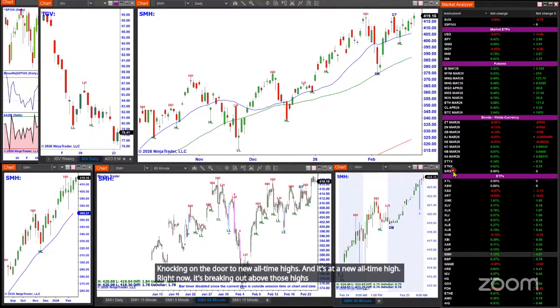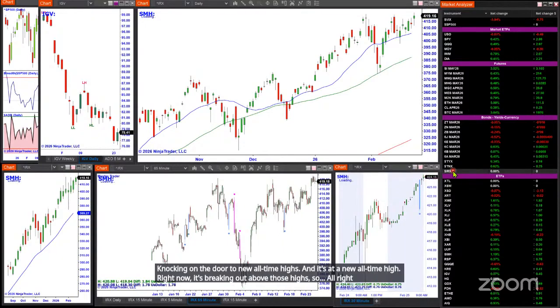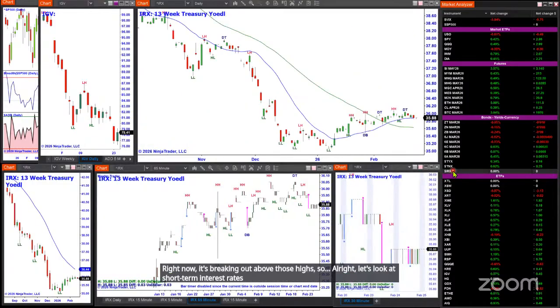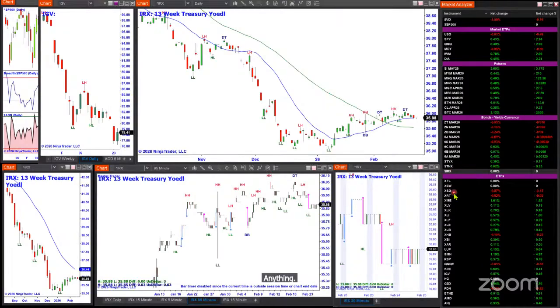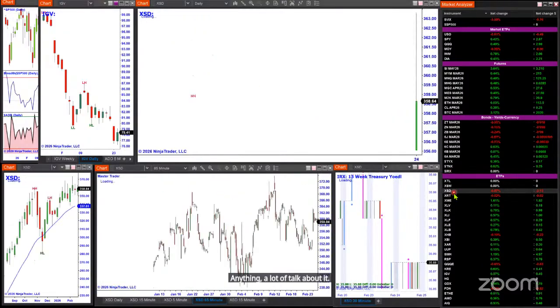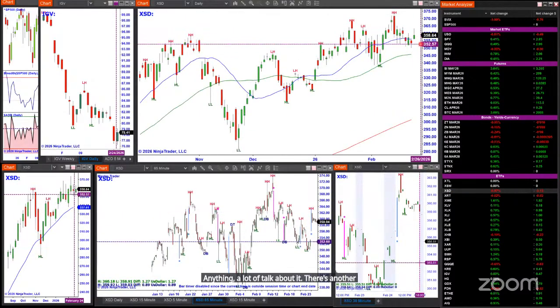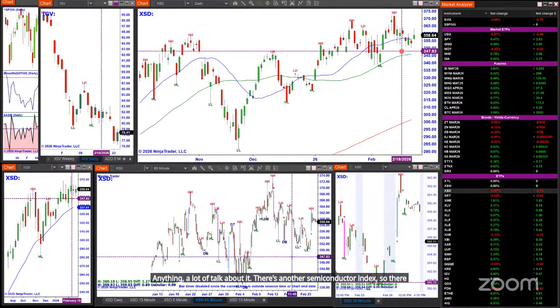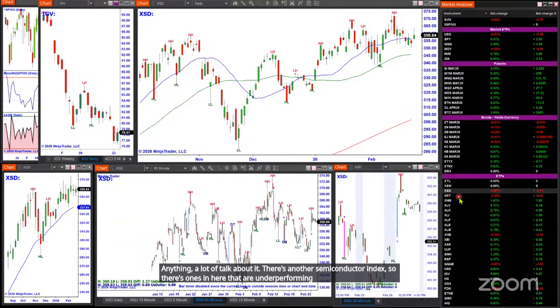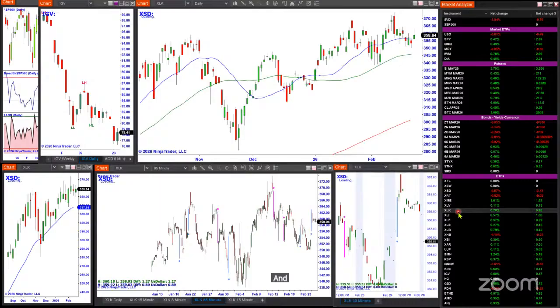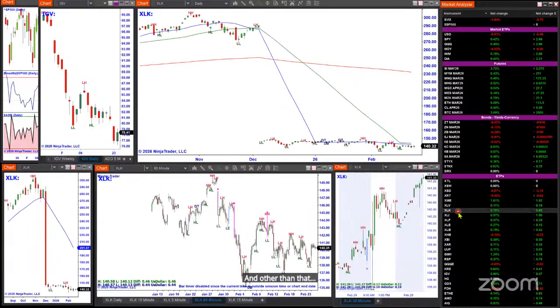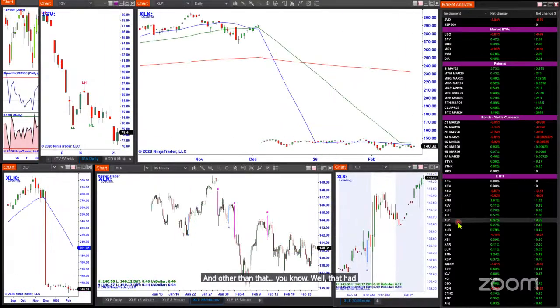So, all right, let's look at short-term interest rates. They're not doing anything. That tells us the Fed is not going to do anything. A lot of talk about it. There's another semiconductor index, so there are ones in here that are underperforming. We're going to look through that. And other than that, well, that had the split in it.